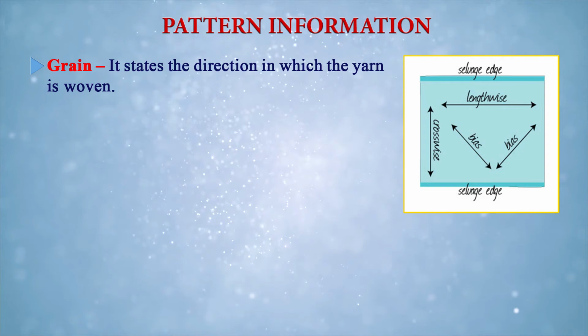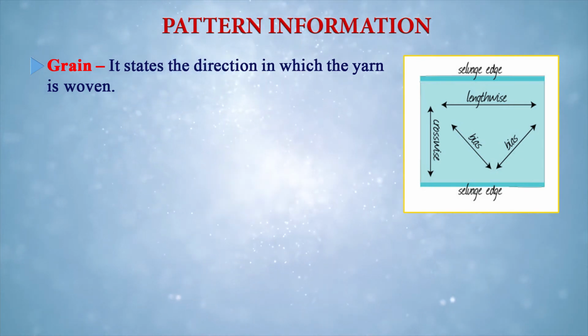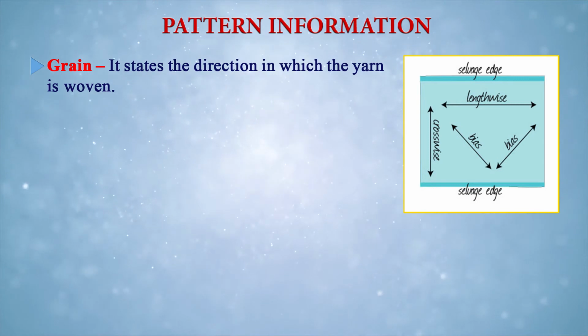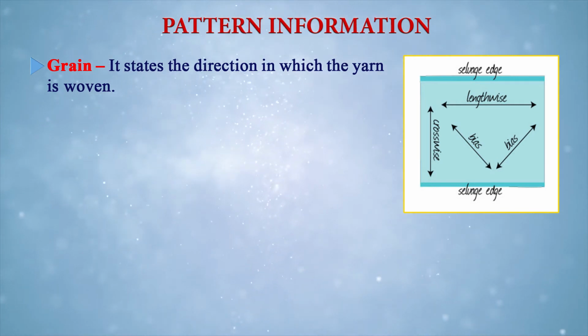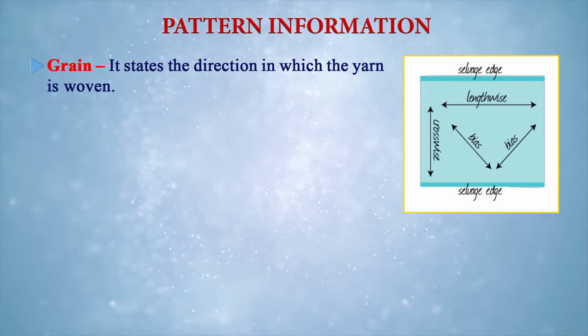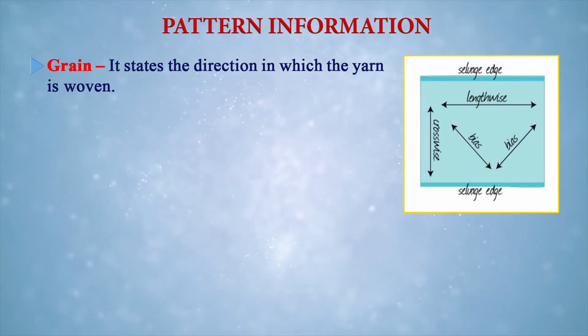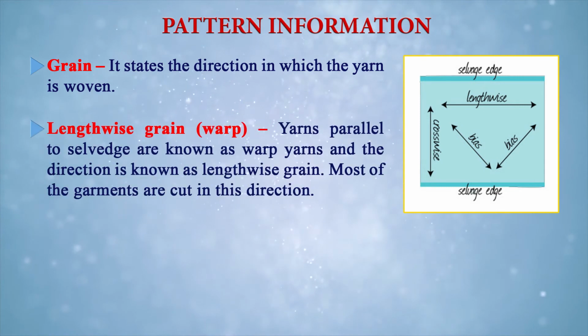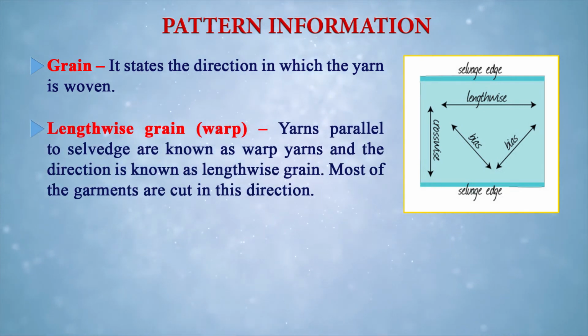Then there is one important thing which you should know before constructing a garment or when you are using a fabric: the grain line. Grain is very important to keep in mind while constructing a garment. Grain is the state or direction in which the yarn is woven. If you see a fabric, it is generally woven, two yarns are interlaced, and then we get a fabric. The direction of the yarn, in which two yarns are interlaced, is said to be the grain line. Generally we have the lengthwise grain, also called the warp.